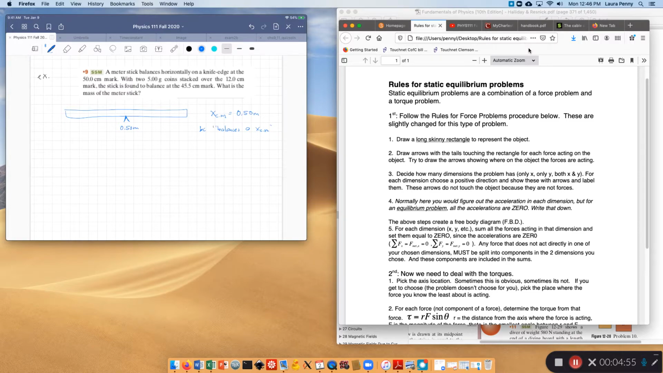Now that we know that, it says, okay, they take that same meter stick and they tape or stack 2 5-gram coins at the 12 centimeter mark.